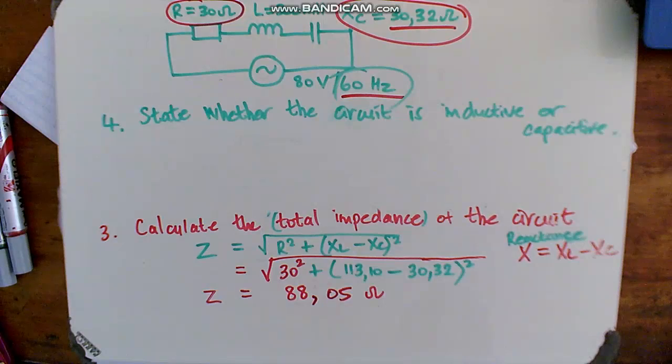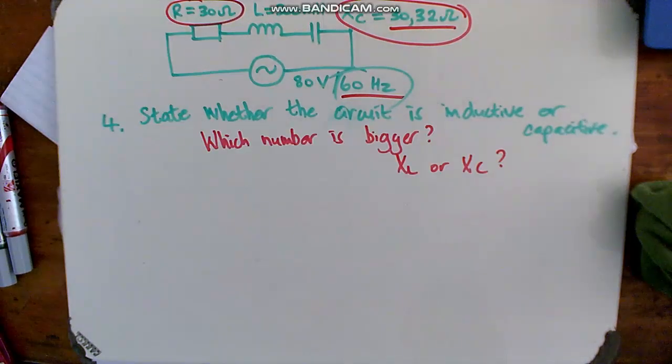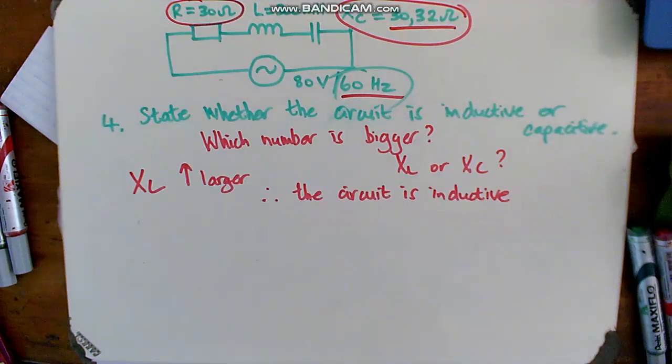Looking at the fourth question, it says state whether the circuit is inductive or capacitive. So how would we know that? We'll look at the larger value. And which one is larger? In our case, it was XL. So which number is bigger? XL is bigger. So because XL is bigger, the circuit is inductive.